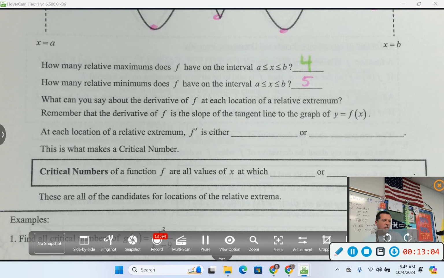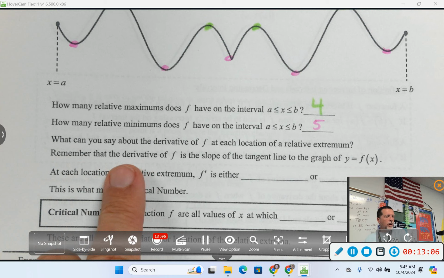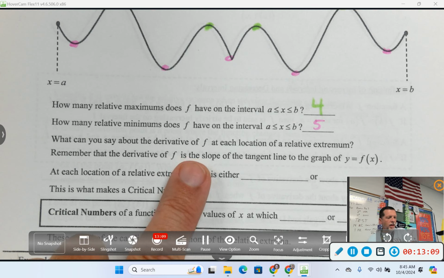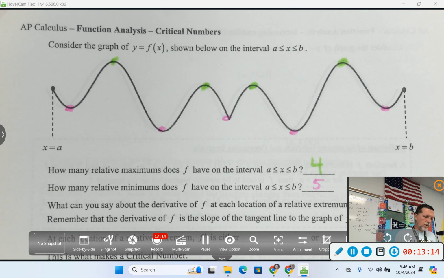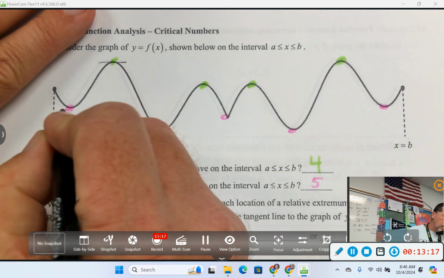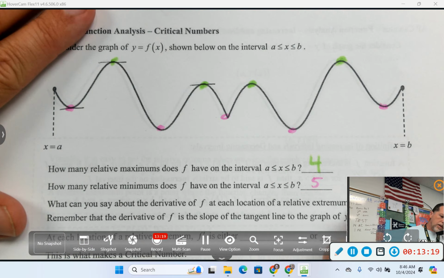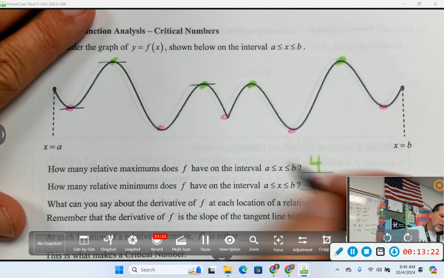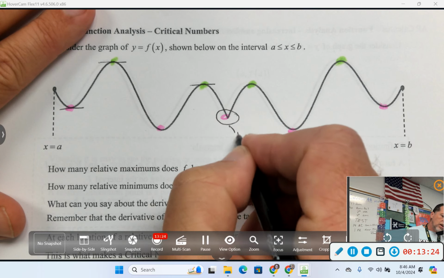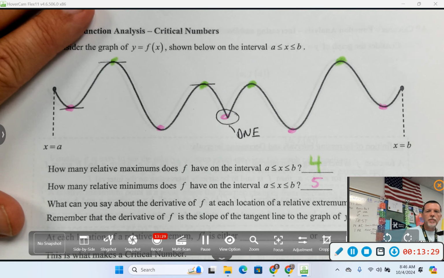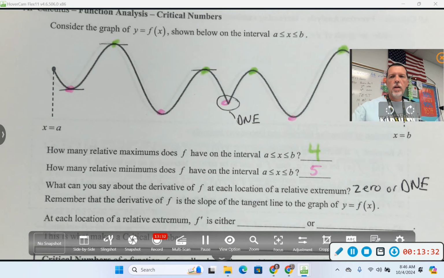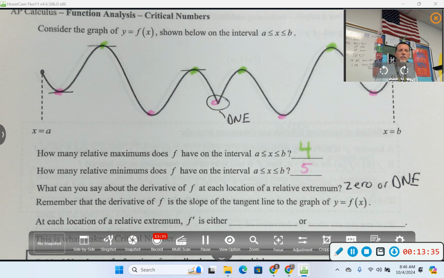Okay, now let's turn this into calculus a little bit. What can you say about the derivative of f at each of the relative extrema? What can you say about the derivative, the slope? Zero is one answer. Yep, so zero or doesn't exist. So every relative max or min has a derivative of zero or doesn't exist.